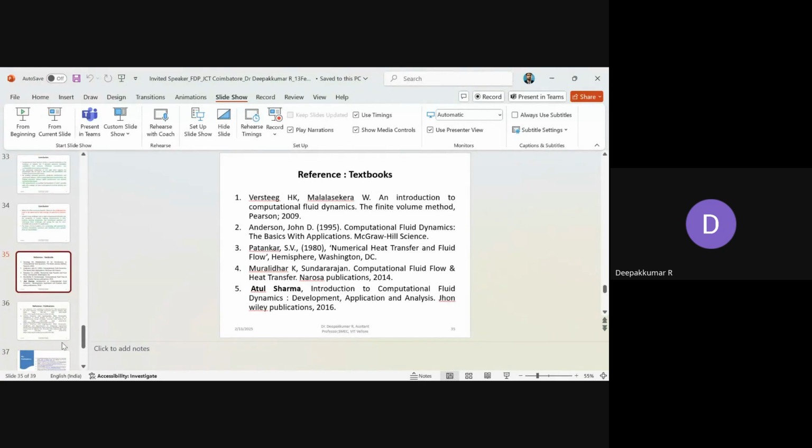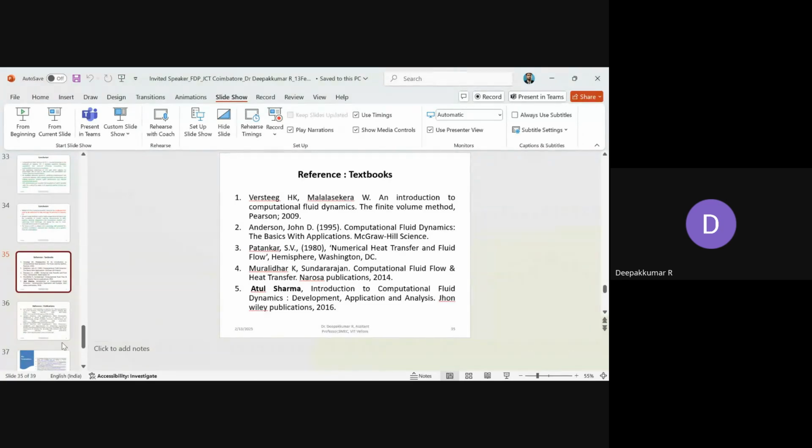How is this algorithm used for solving CFD based problems? And Dr. Muralidhar and Dr. Sundararajan, Computational Fluid Dynamics and Heat Transfer. You can further understand computational fluid dynamics problems and heat transfer problems in depth for specific cases.